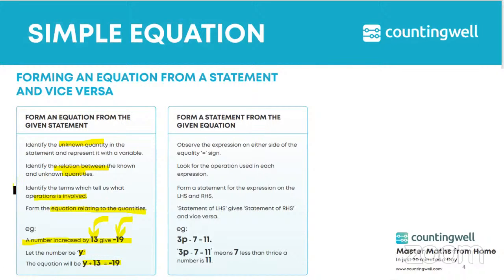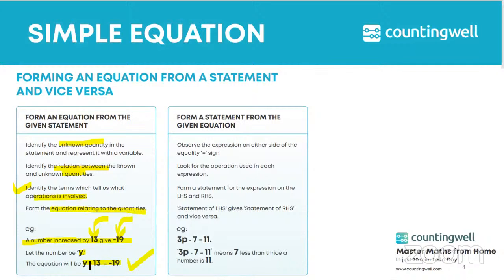So here in the third step, you can see we are identifying the terms which tell us what operations are involved. Here you can see the operation addition is involved because the keyword is increased. So whenever we say a number is increased, then we add that number to the variable. So that's why we have got an equation relating these quantities. So this is an equation relating the unknown variable y and the known quantities 13 and minus 19, and the operation involved here is addition.